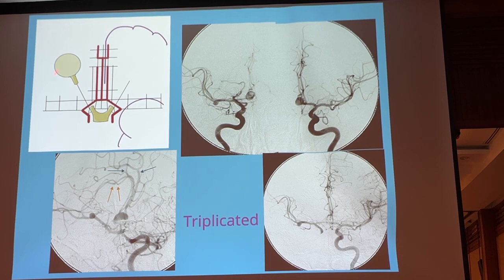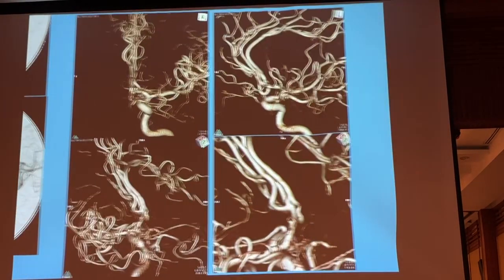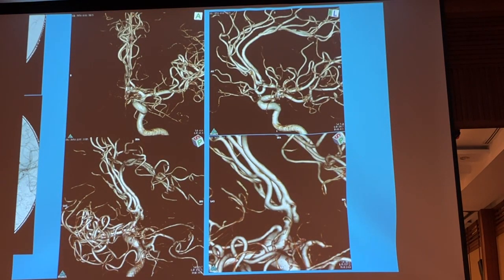So it would look something like this on the grid. This is not uncommon, and as I said, the ACOM is a relatively new addition to anatomy, so because of that, it can look really complicated. You can have a duplicated ACOM, you can have multiple channels of ACOM, and this is an example of that with a triplicated vessel.